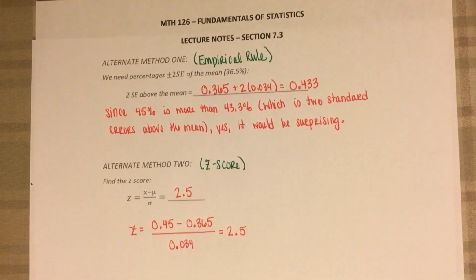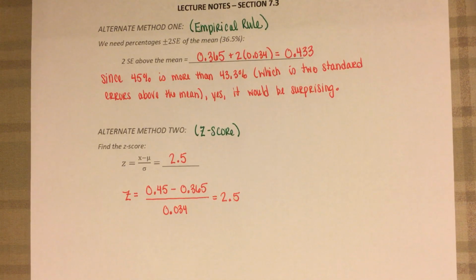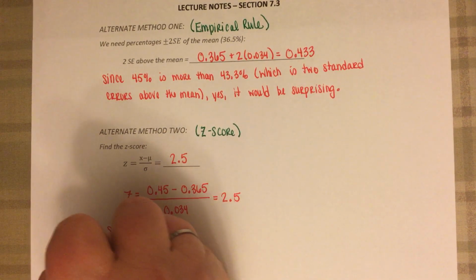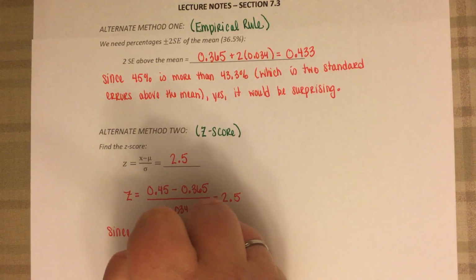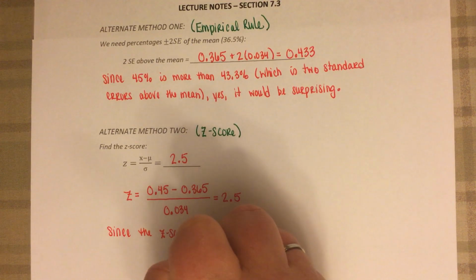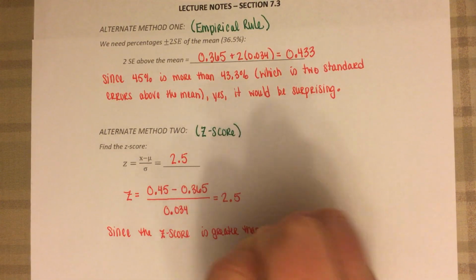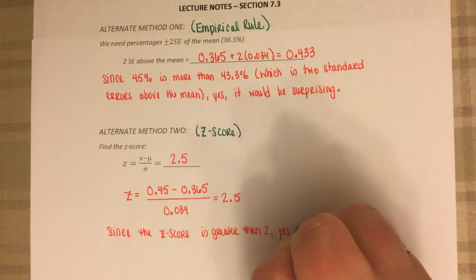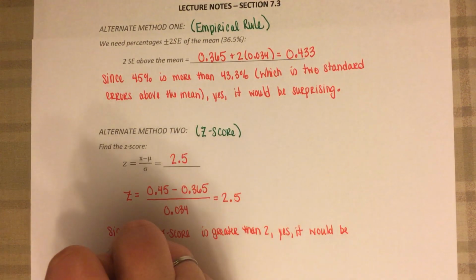Going back to chapter 3, anytime we have a z-score that is more than 2, it is surprising. So we could say, since the z-score is greater than 2, yes, it would be surprising.